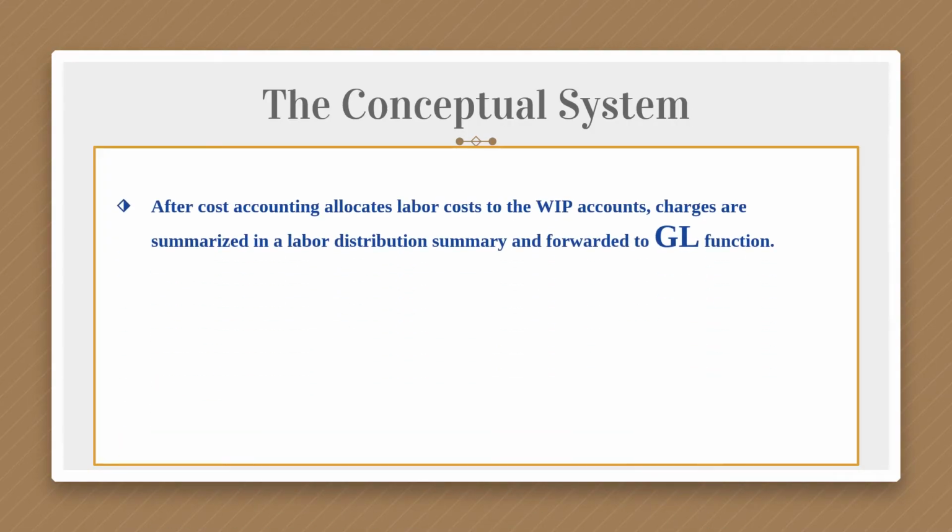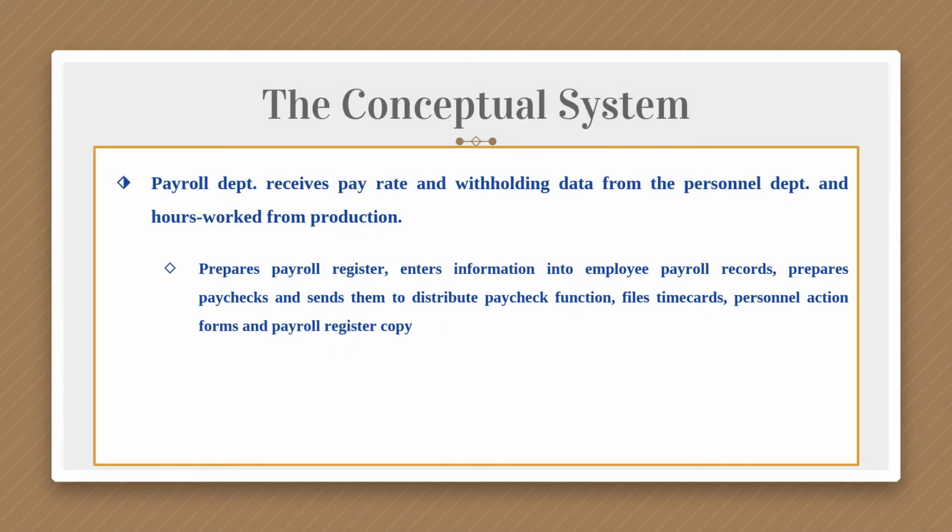Okay, so continuing talking about the conceptual system of payroll. After cost accounting allocates labor costs to the work in progress account, charges are summarized in the labor distribution summary and forwarded to the general ledger function. Then the payroll department receives pay rate and withholding data from the personnel department, and hours worked from the production departments.